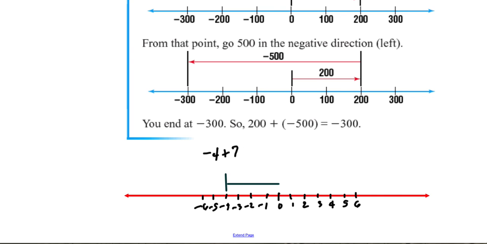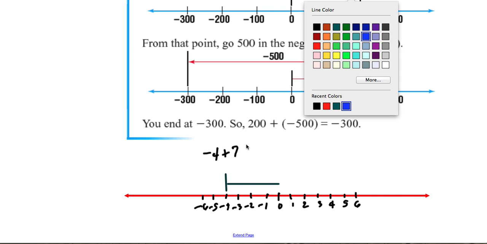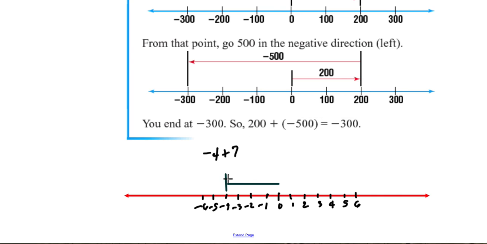So we make this a different color now. Let's make it blue this time. So from negative 4 go all the way to 3, because that's 1, 2, 3, 4, 5, 6, 7. And if you notice, it falls on positive 3. So negative 4 plus 7 is equal to positive 3.